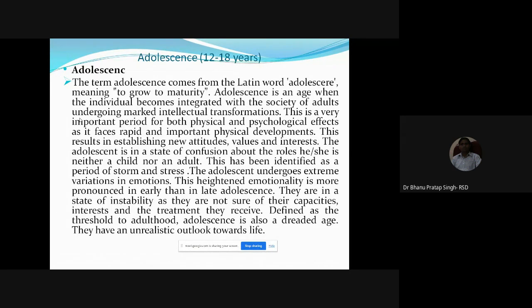This is adolescence. Most of the things we have discussed about adolescence. The word adolescence is derived from adolescere, meaning to grow to maturity, and you know that it starts after 12 years.